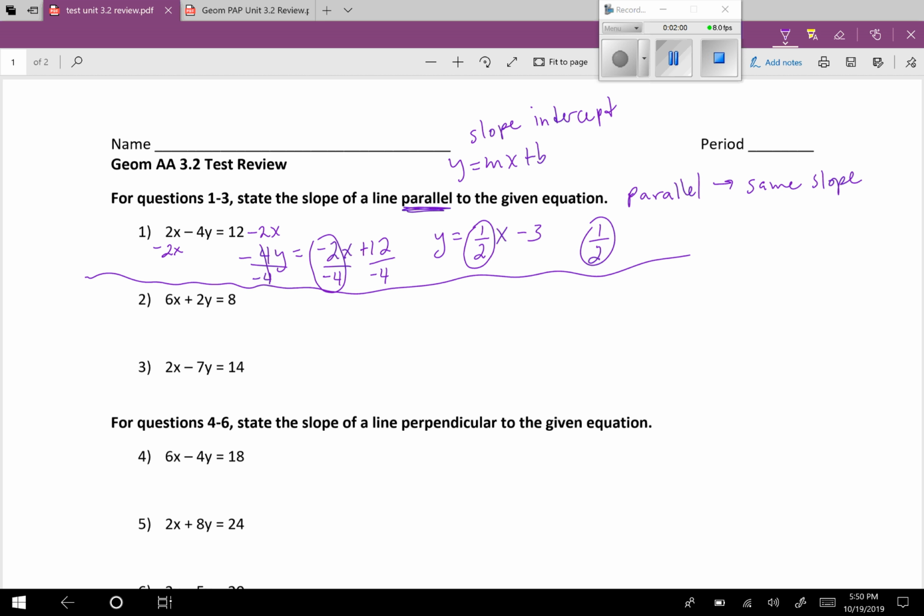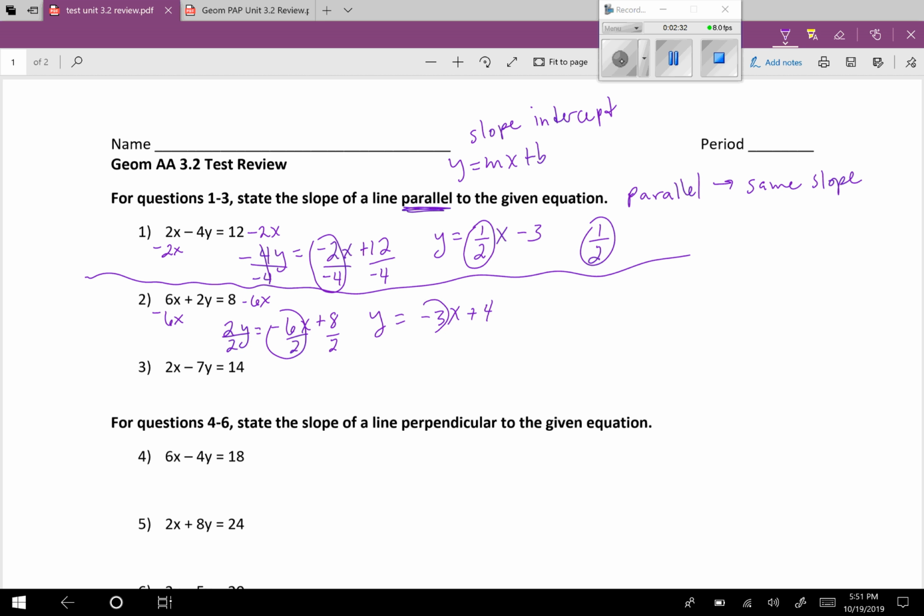Okay, same process here. We're going to solve this for y and find that slope. So minus 6x minus 6x. So we have 2y equals negative 6x plus 8. And then divide everything by 2. So we get y equals, and you have negative 6 divided by 2. That's negative 3x. And then plus, and 8 divided by 2 is 4.